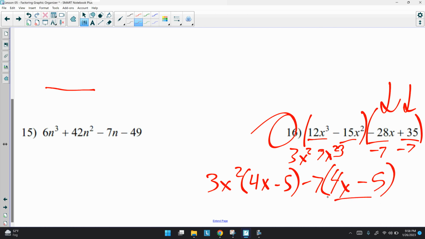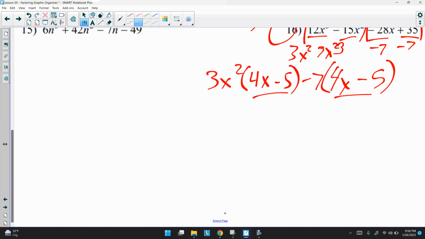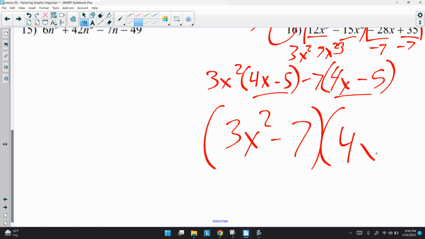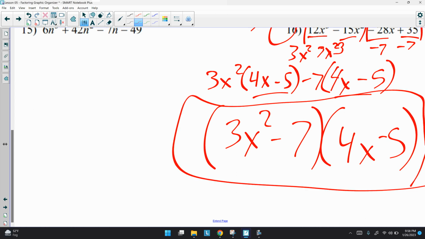And bump it down a little bit. So 3x squared minus 7, and then 4x minus 5. That's right. Bing, bang, boom. I think that's about all of it. I mean, pretty much factored all the different ways.